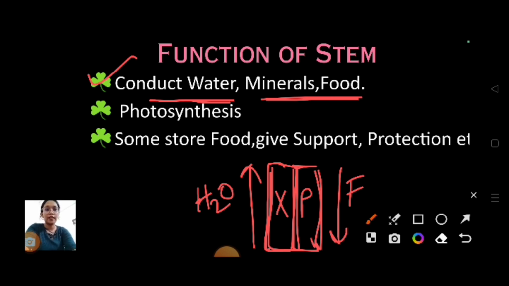Okay. And in some stems, they also undergo photosynthesis. They also help in photosynthesis. Generally, we know that leaves help in photosynthesis, but in some cases the stem also helps in photosynthesis, where photosynthesis used to occur.